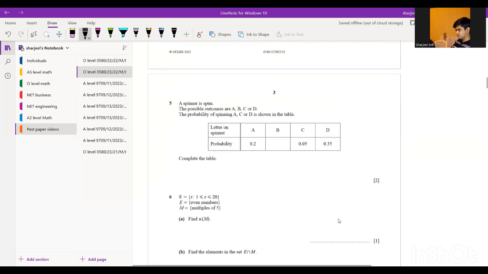Now for question number 5, we have to find the missing probability. The total probability is always equal to 1. So the missing probability will be 1 minus 0.2 minus 0.05 minus 0.35. So our answer will be 0.4.